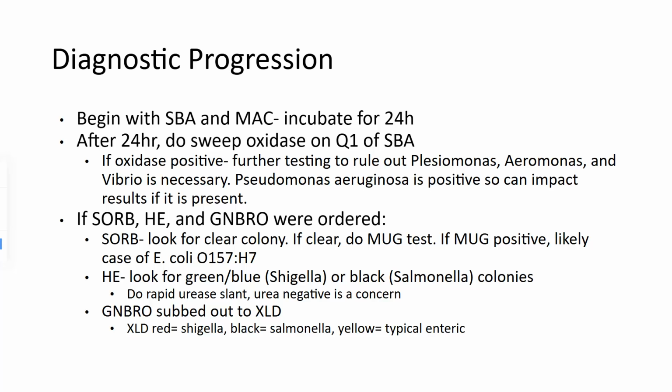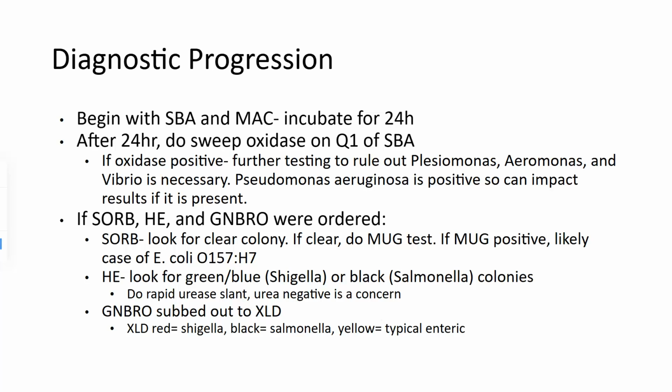To make triple sure that when we are reporting a public health emergency to a physician, it's actually a public health emergency. So as I mentioned with that SORB, other species can also be clear, like I believe Klebsiella is one of them that can be clear on that. And we want to make sure that the clear ones are for sure O157, so we do this secondary MUG test to confirm that. And I'll go through that procedure in the next slide.